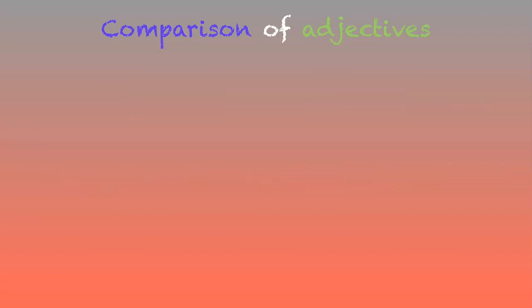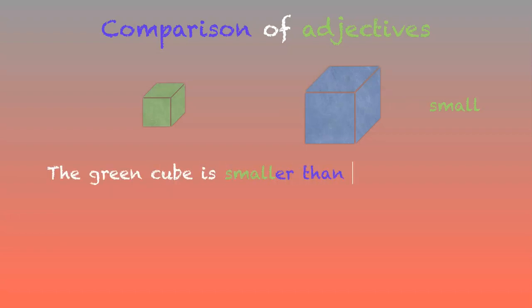Let's look at another example. We have here a cube and another cube. And let's talk about the adjective small. So the green cube is smaller than the blue cube. Again, you have the adjective with er and afterwards a than to compare the two things.